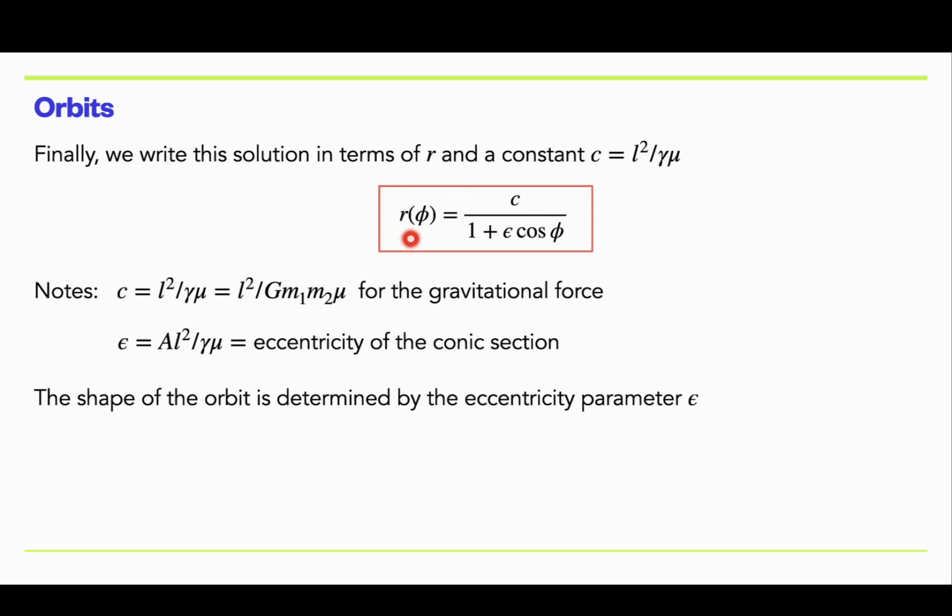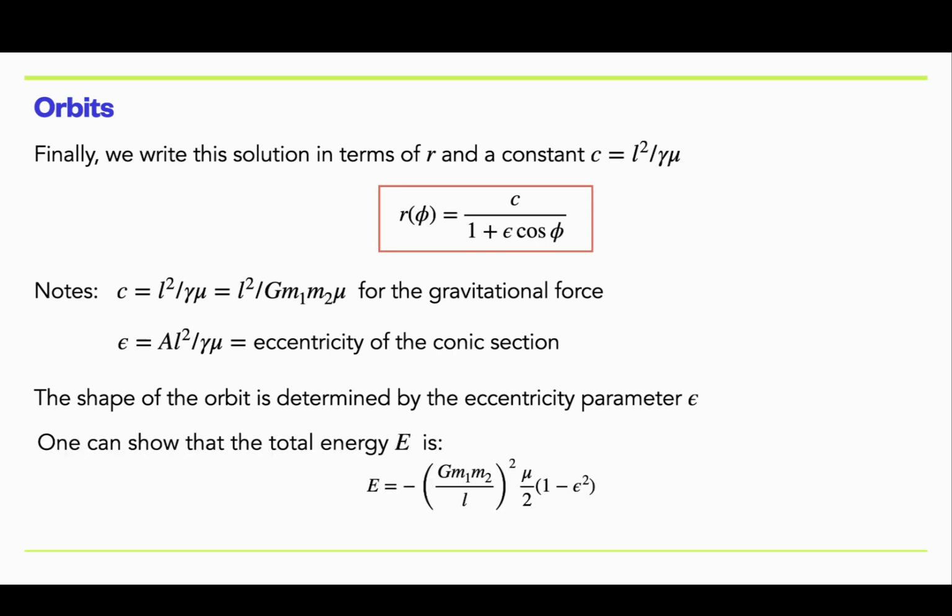So it turns out that this is actually a general equation for any conic section: hyperbola, parabola, ellipse, or circle. All of them can be described by this equation with different values of the eccentricity E. So basically, we have shown that you get a conic section as a result of an inverse square law of force. One can also show that the total energy of the system is this. We'll come back to this later.